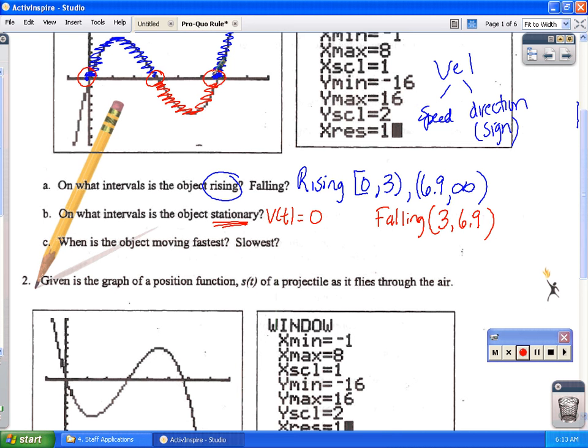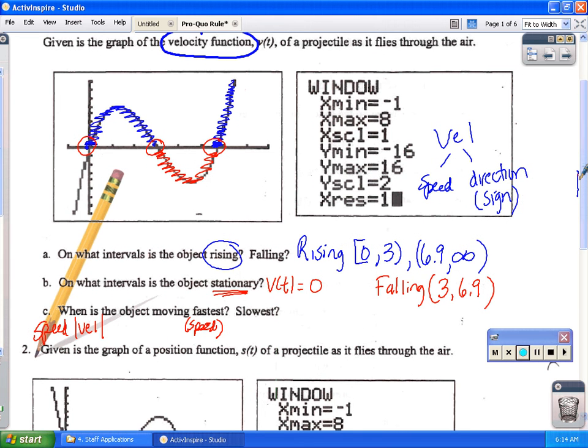Letter C, when is the object moving fastest? Well, when we're talking about fastest, we're talking about speed. Remember that speed is the absolute value of velocity. So to consider when the object is moving the fastest, one way I can do this is to make this given graph into a speed graph by taking the negative region that we see down here, flipping it up and making it positive.